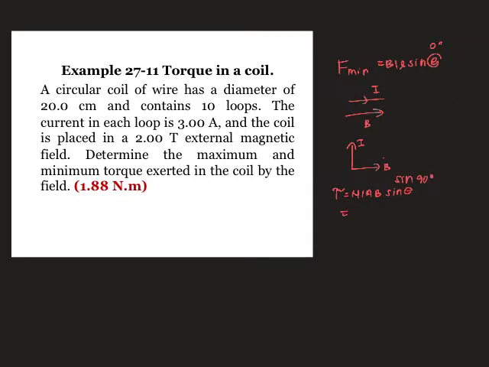Then the loop current is 3, and the area here is going to be pi r square, so it's going to be pi times 0.2, squared, and then multiplied by the magnetic field, which is 2 Tesla, and then sine 90. So you are going to get the maximum torque of 1.88 meter Newton.